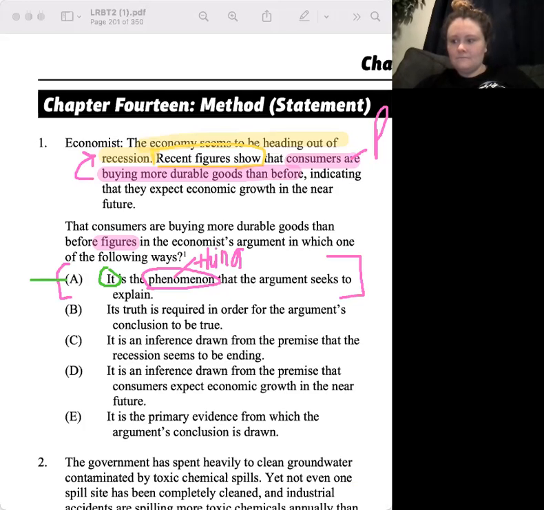B: its truth is required in order for the argument's conclusion to be true. I would keep B. And then C: it is an inference drawn from the premise that the recession seems to be ending.